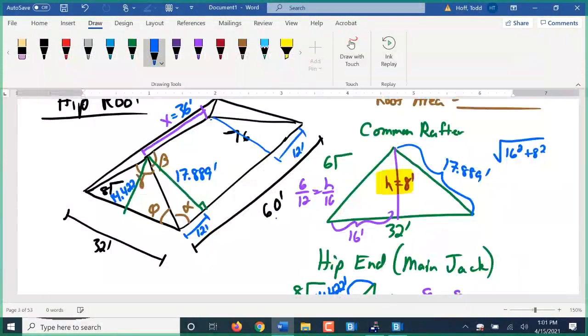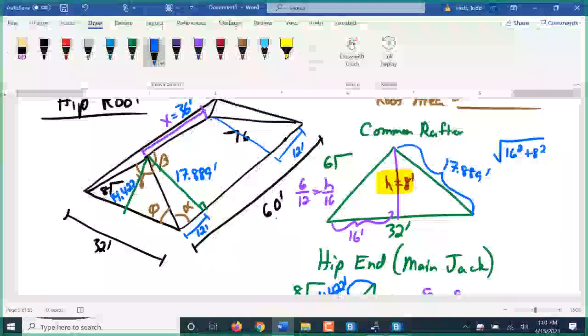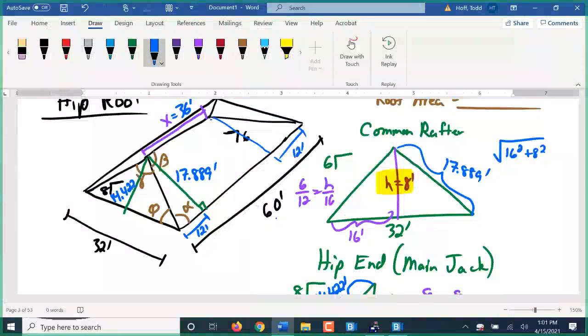It always amazes people how short that ridge becomes in a hip roof. Even though a 60-foot run seems like a pretty long run, that ridge only being 36 feet is considerably shorter. Let's get back to finding. We actually have everything we would need to find areas right now, but let's go ahead and find our angles first.